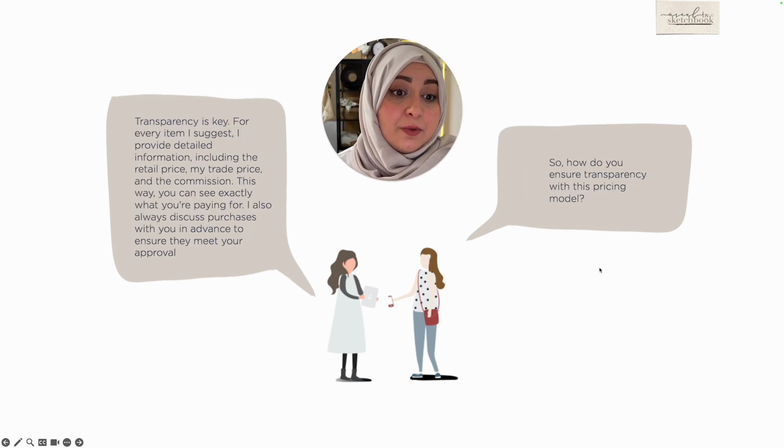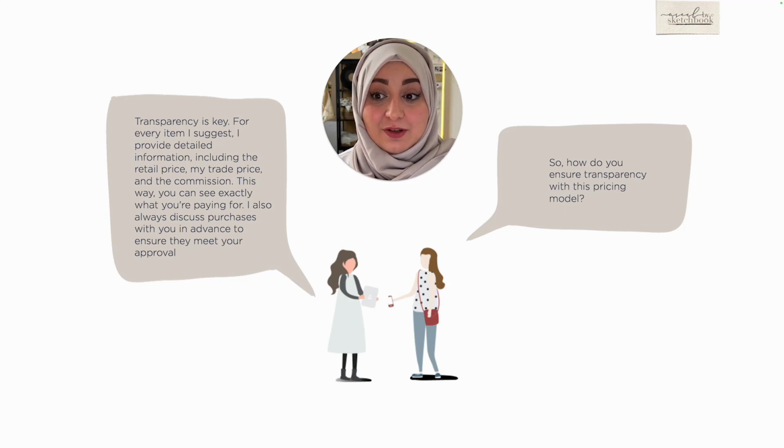So Kaylin here would say, "How do you ensure transparency with this pricing model?" And Rosemary would say, "Transparency is key. For every item I suggest, I provide detailed information, including the retail price, my trade price, and the commission." So she has everything exposed on paper. And honestly, it's a good lesson to learn anyway, because I feel like a lot of us don't understand anything about the commission base.